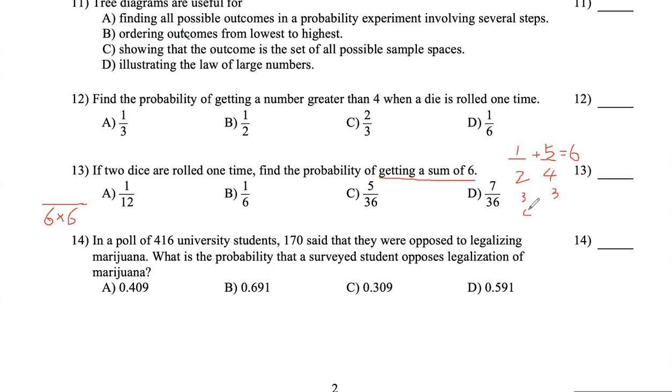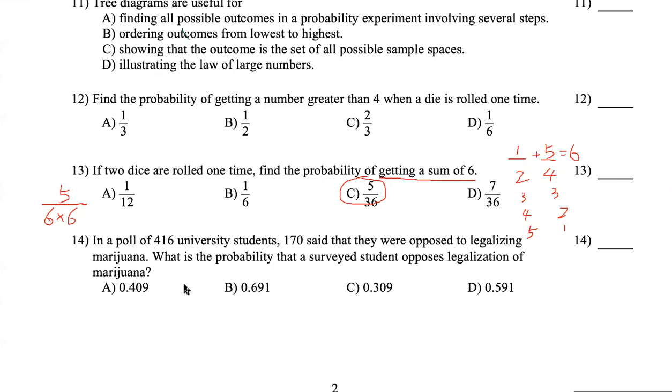4, 2. 5, 1. How many cases you have here? Yeah, 1, 2, 3, 4, 5. 5 cases possible. That's the one we are asking. So the answer should be 5 out of 36. The answer should be C. Follow me?